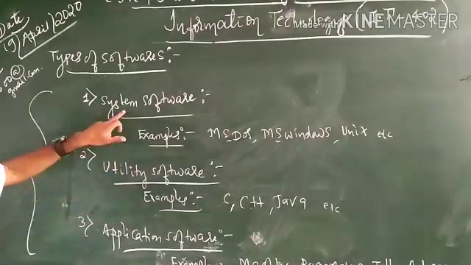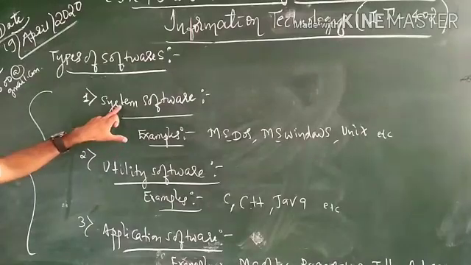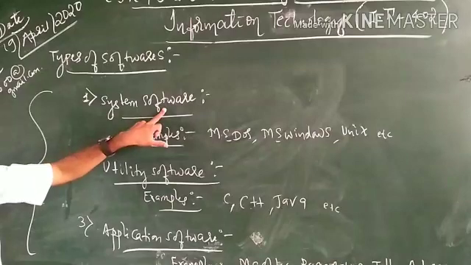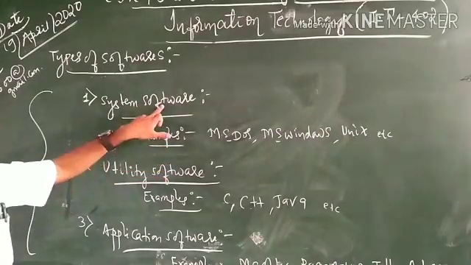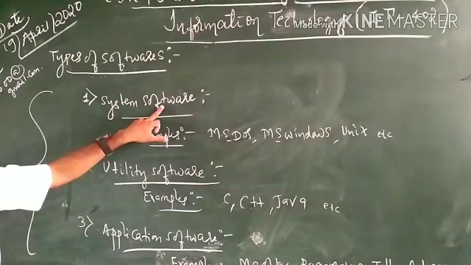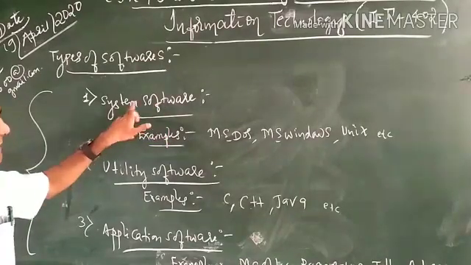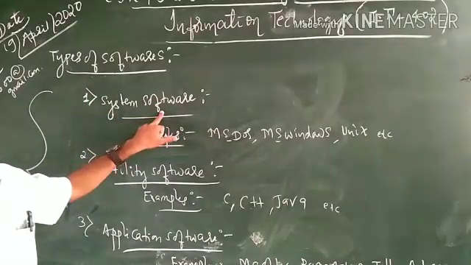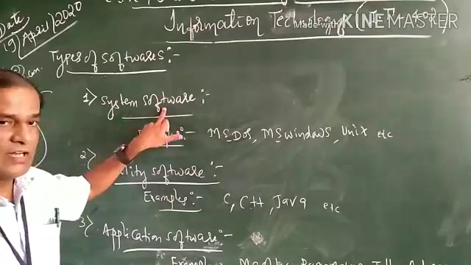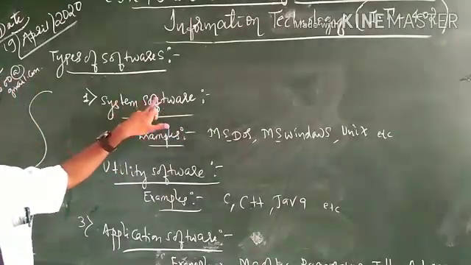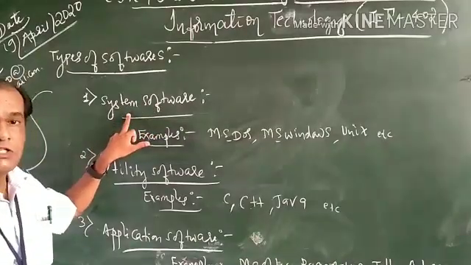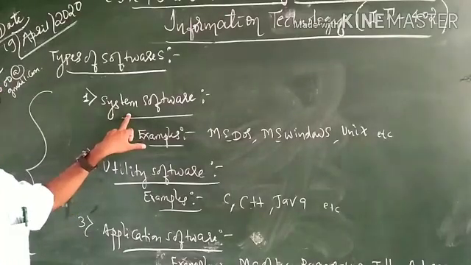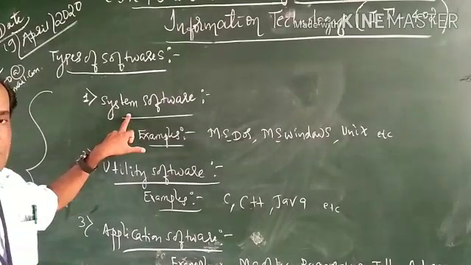How can we define system software? Software I already explained and defined, so today I am going to define system software with examples. System software is the type of software which is mainly related to the system. What does system mean actually? System means computer. System means personal computer, PC.